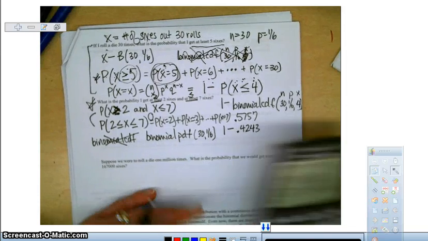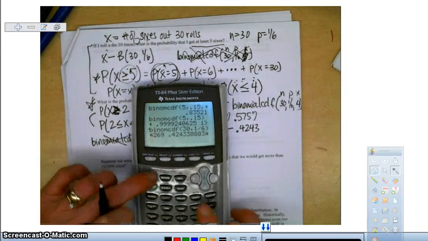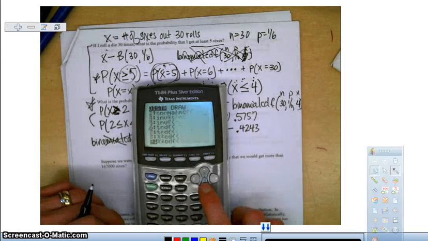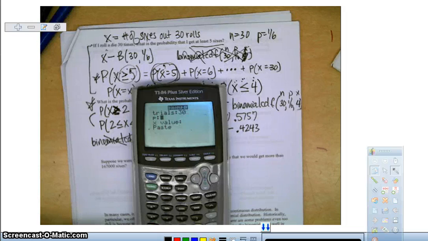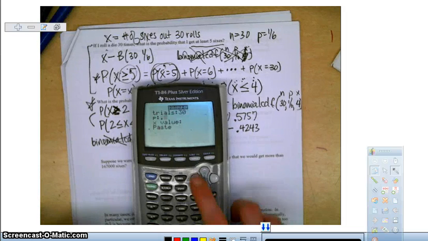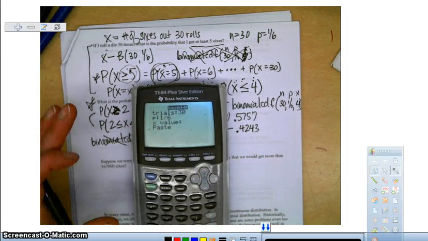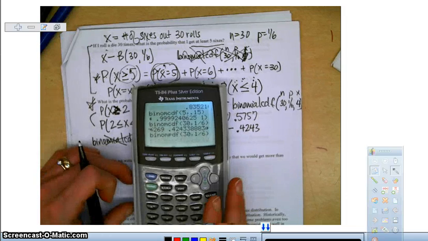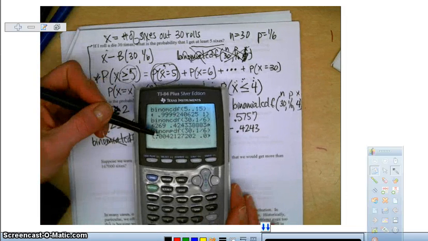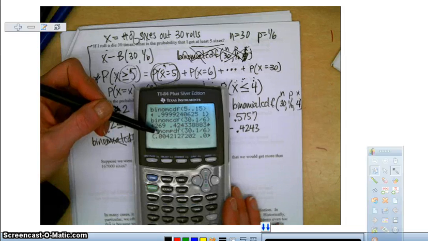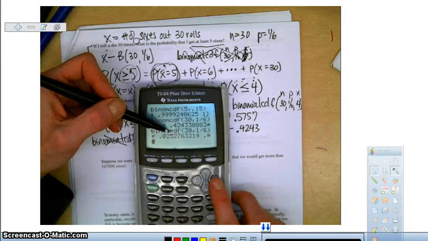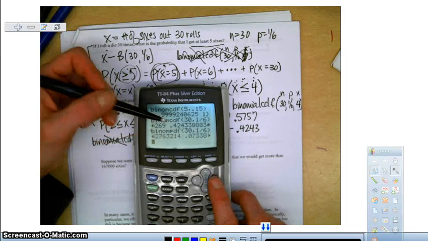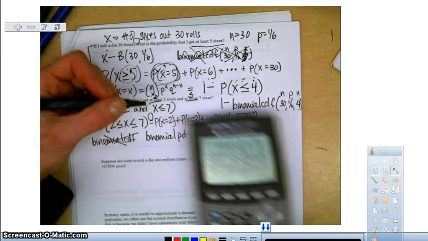Okay, watch what happens. This is going to work. So second distribution, PDF, 30 trials, 1 divided by 6, and then leave the x value open. Okay, so what's this first one again? That is the probability that x equals 0. Okay, this is the probability that x equals 1. So where do I start writing? I start right here.